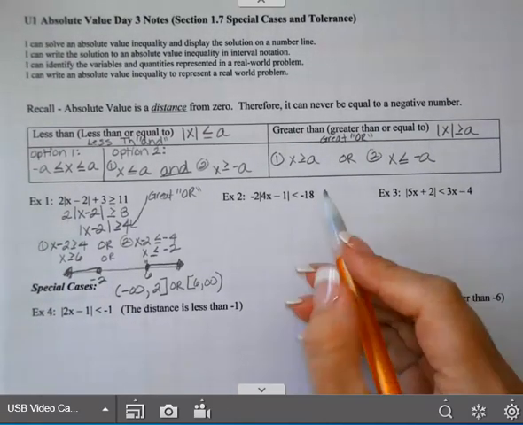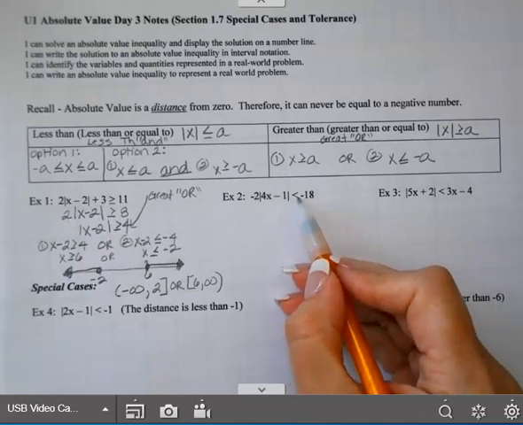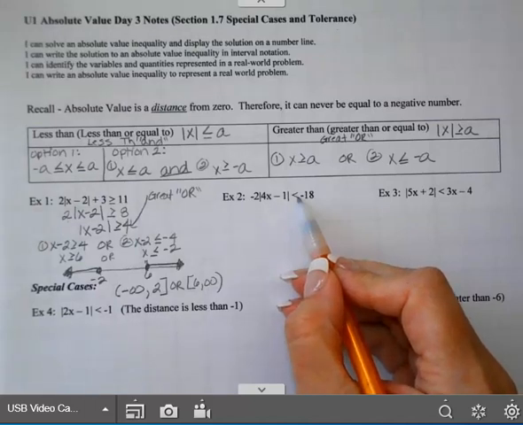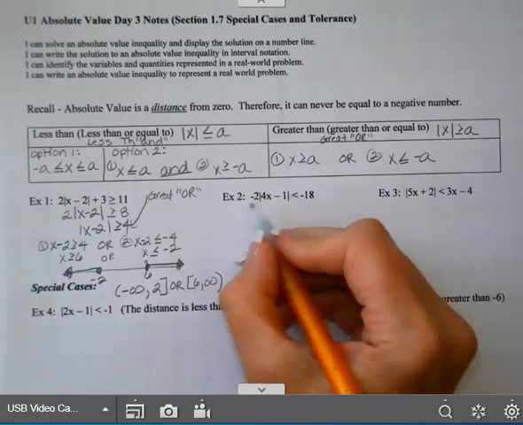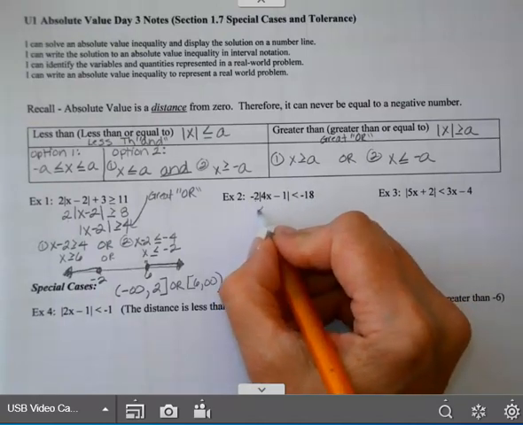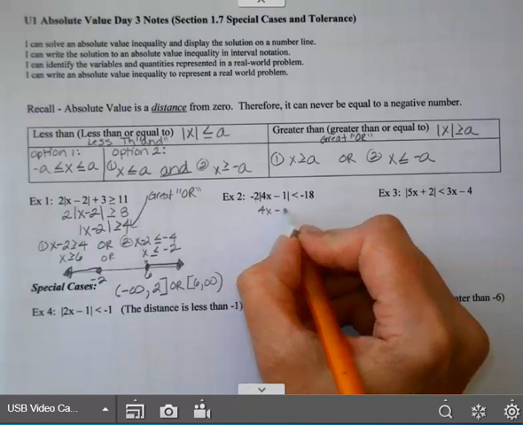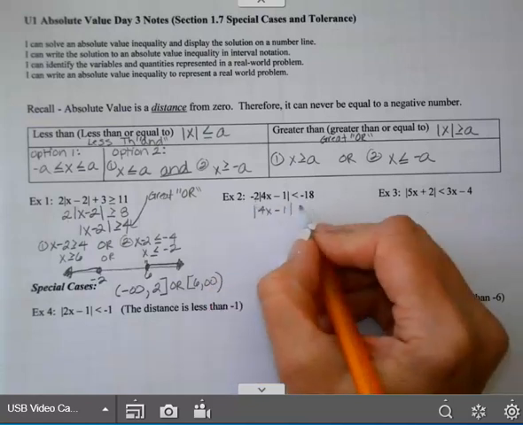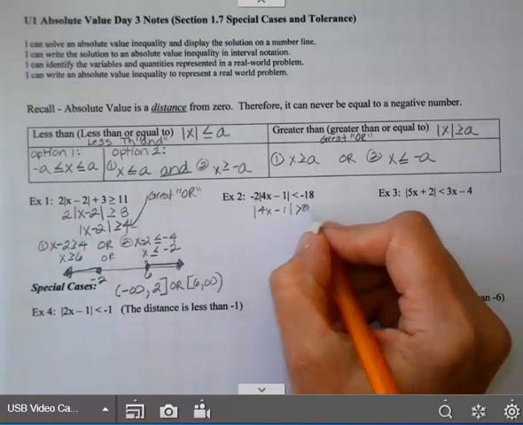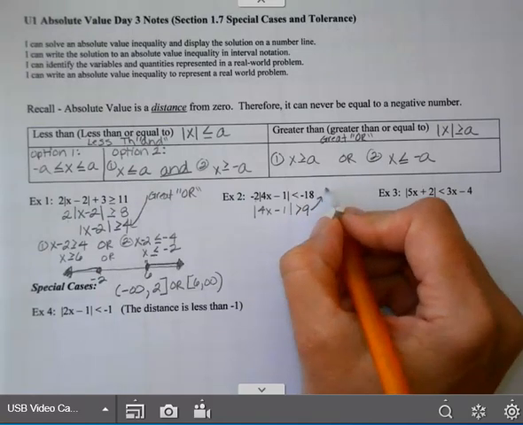Example 2, you might look at this and go, oh, this is less than, so it's an and problem. However, I do not have my absolute value by itself, which I have to do. So I'm going to divide both sides by negative 2. And when you divide both sides by a negative, remember, your inequality reverses. So this is actually an or problem.